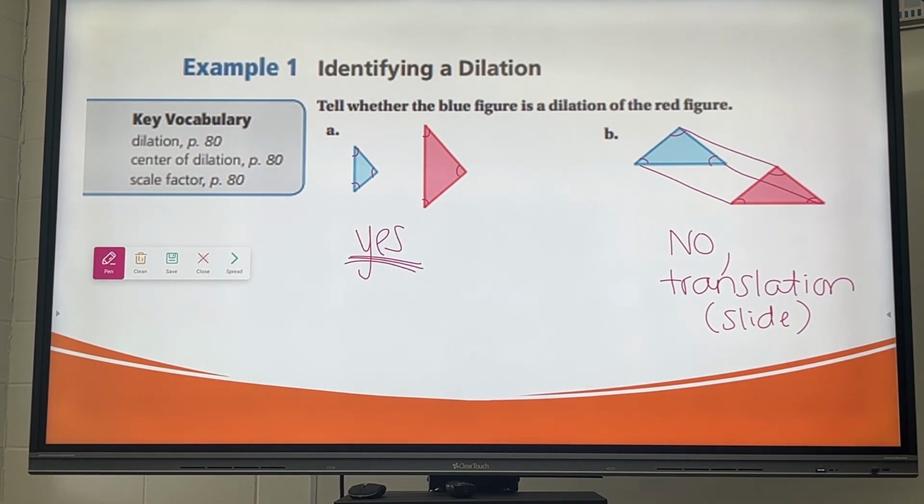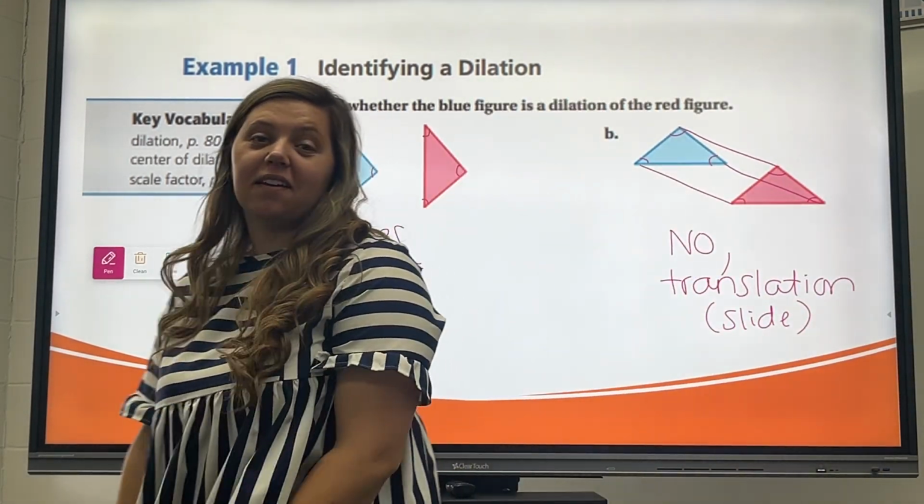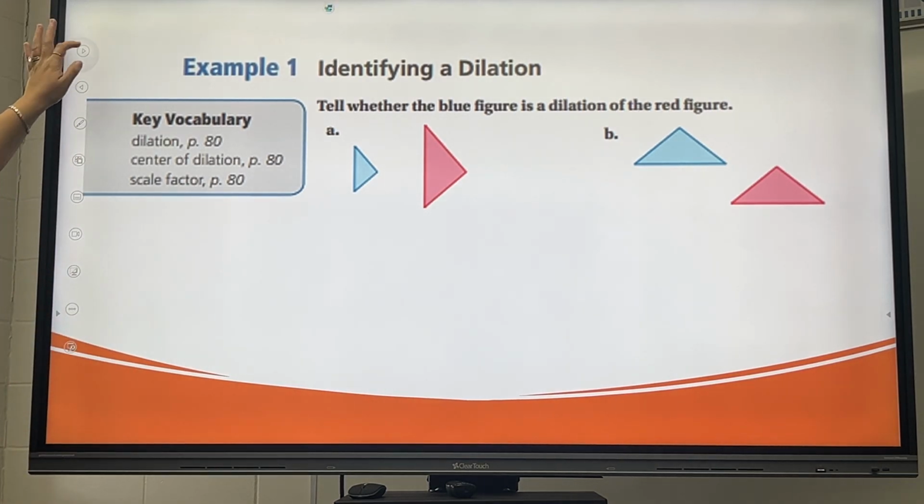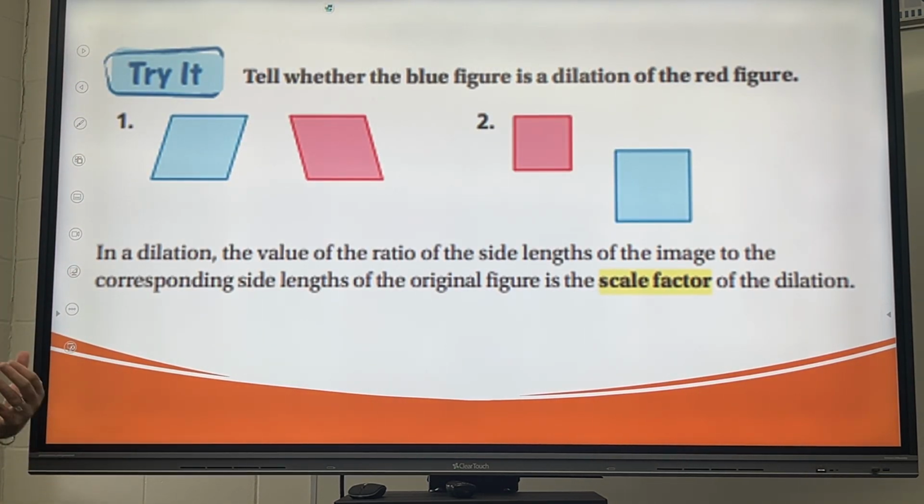Do you have any questions? But at this point, you can't really ask me any questions, so I'm so sorry. All right, the next thing, same idea. Tell whether the blue figure is a dilation of the red. So go ahead and do that on your own. Decide, is that a yes or a no? And then I will write the answer in just a second.